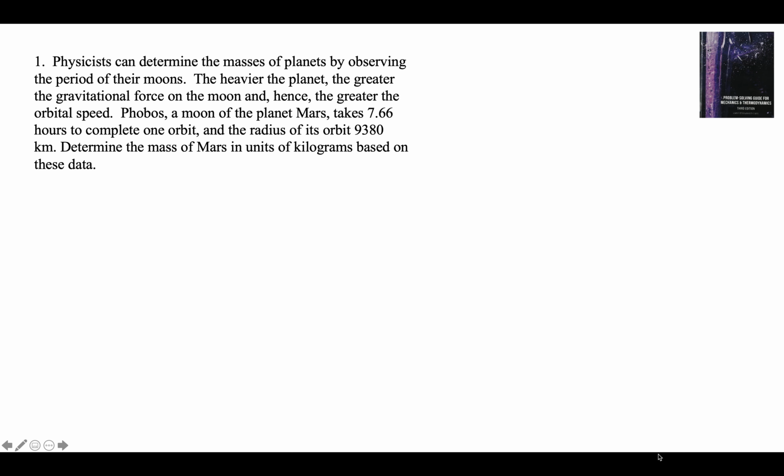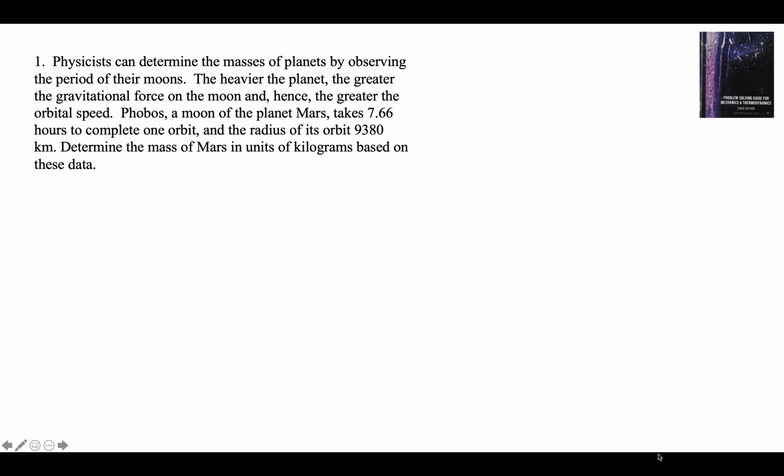Physicists, or maybe I should say astronomers, can determine the mass of planets by observing the period of their moons. The heavier the planet, the greater the gravitational force on the moon, and the greater the orbital speed. Phobos, a moon of the planet Mars, takes 7.66 hours to complete one orbit.